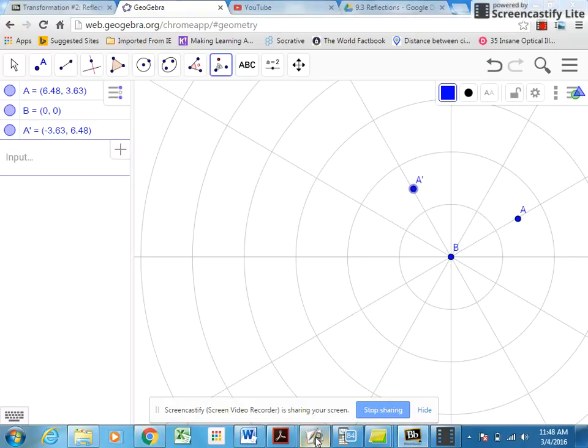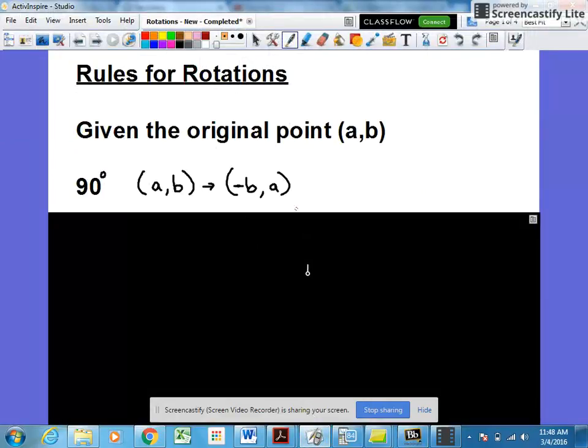So if you take a look at the following here, rules for rotations, given the original point A comma B, when you do a 90-degree rotation, A comma B will turn into negative B comma A. So take the opposite of the y value and make that x. Take the x value and make it the y value.